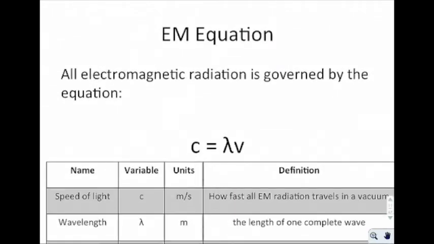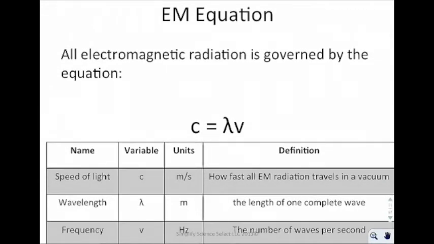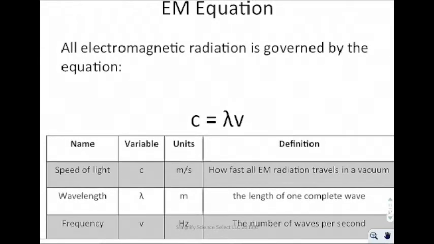Now, you should be familiar with this equation already. This is the equation that governs all electromagnetic radiation. It says that c equals lambda nu. Now, in first year chemistry, we tend to refer to this as f for frequency. In AP, they tend to refer to it as nu, and a lot of times it has a little symbol over it, called a tilde, I think, over the nu, and that represents the frequency. It's just the difference between chemistry and physics. Physics will oftentimes call it f for frequency, whereas we call it nu. So you should be familiar with those variables: speed of light in a vacuum, wavelength, all those sorts of things.